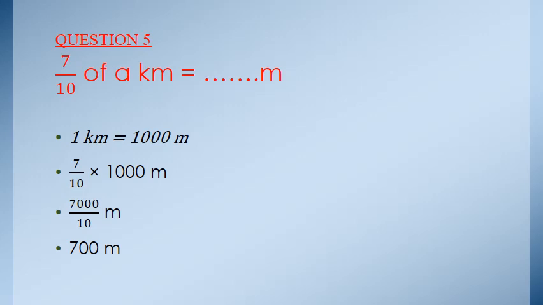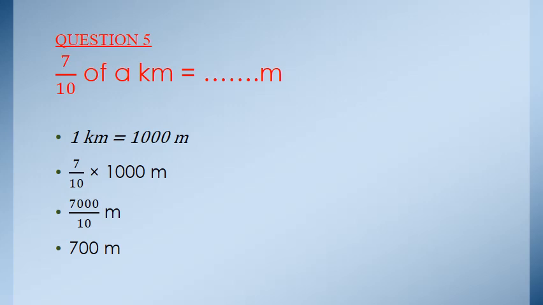Now moving towards the solution. 1 kilometer is equal to 1000 meter. 7 upon 10 of a kilometer. A kilometer means 1 kilometer, which is equal to 1000 meter. Now the second step, 7 upon 10 will be written as it is. Of means multiply. So instead of a kilometer, we'll write down 1000 meter.